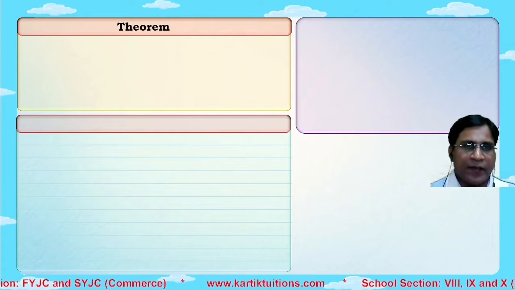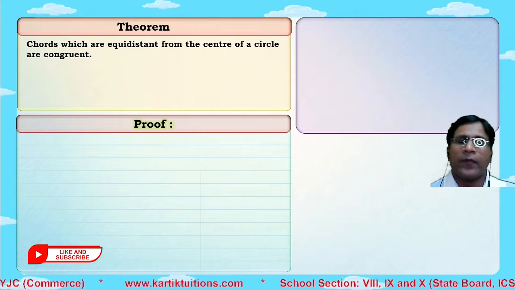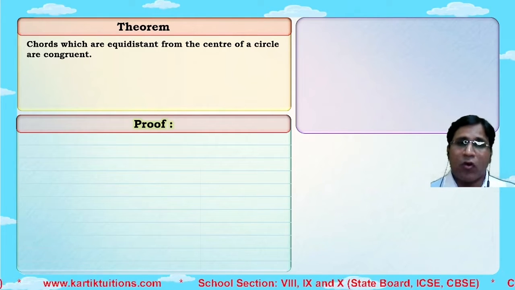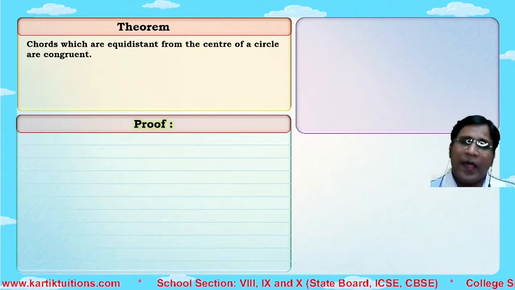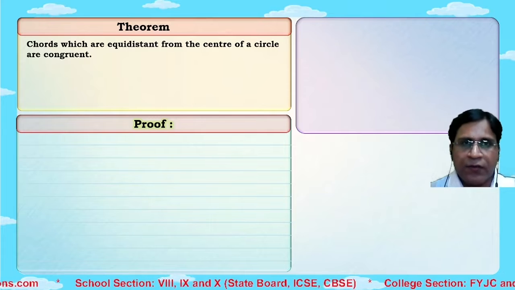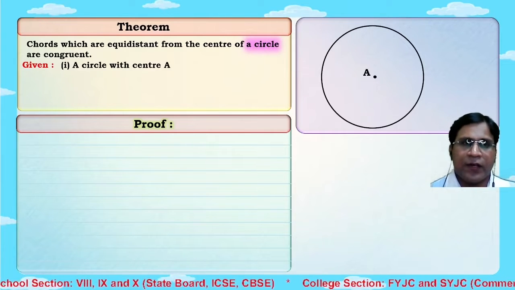Now the theorem states that chords which are equidistant from the center of the circle are congruent. Now as I told you, it is a converse. So this time they have given us that the chords are equidistant from the center and we are supposed to prove the chords are congruent. Now see what is given to us. We have a circle with a center A. So let's write it down.